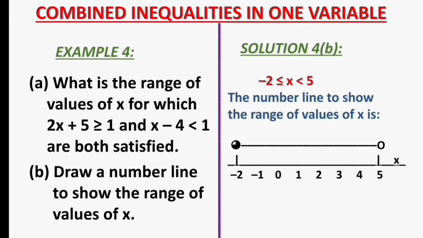The combined inequality remains minus 2 is less than or equal to x is less than 5. The number line graph to show the range of values of x is displayed here. In the number line graph, since we have less than or equal to close to minus 2, we are going to have a shaded or colored ring on the point minus 2. While because we have just less than close to the point 5, we are going to have an empty ring on the point 5 on the number line for x. Please ensure a line should join both rings to show that the inequalities are combined.